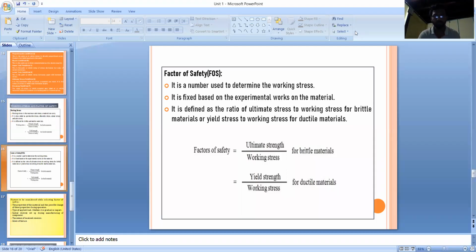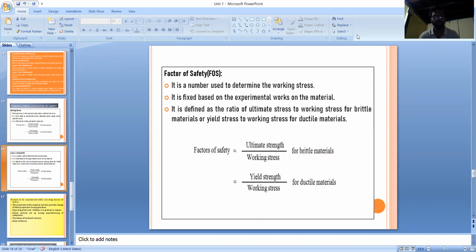Good. Hi everyone. In the last class, we had discussed factor of safety. Factor of safety is a number to determine the working stress. It is fixed on the experimental works on the material. It is defined as the ratio of ultimate stress to the working stress for brittle materials, or yield stress to the working stress for ductile materials.